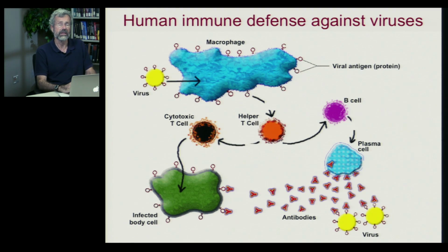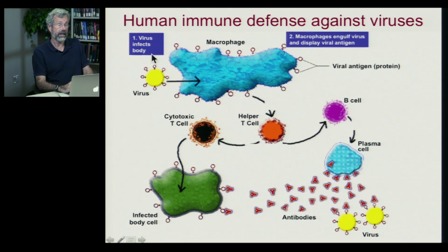Now with humans, we're also infected with viruses, and we have a far more elaborate defense system against viral infection. So what we're going to do is we're going to watch a virus come in and be detected by what's called a macrophage. And the macrophage then is going to initiate a number of processes that are going to disarm the virus and prevent it from doing damage. So the first thing is that the virus infects the body.